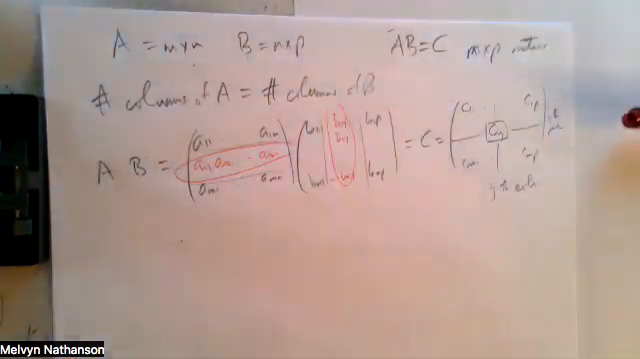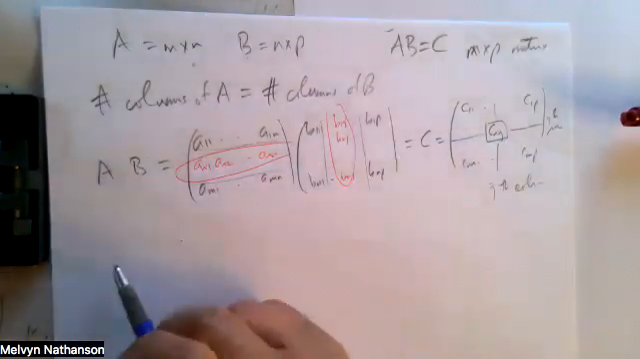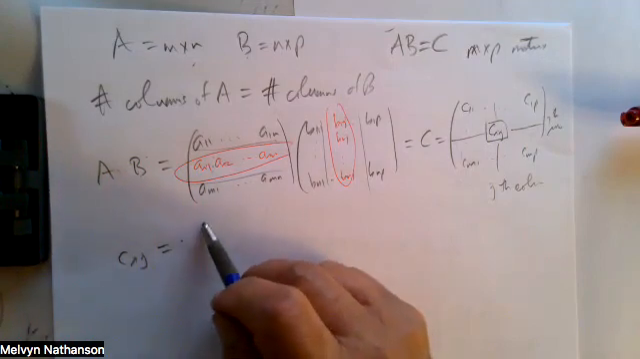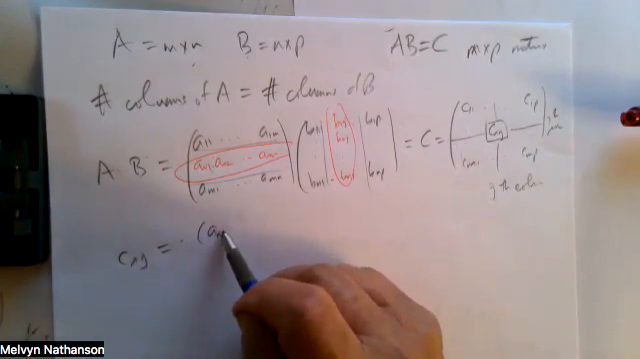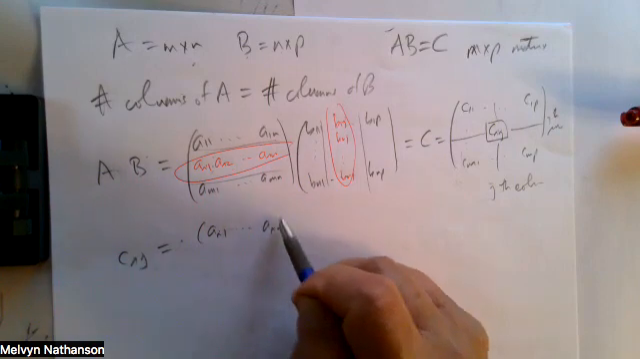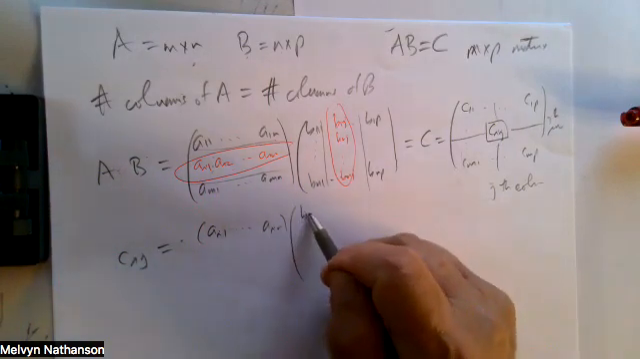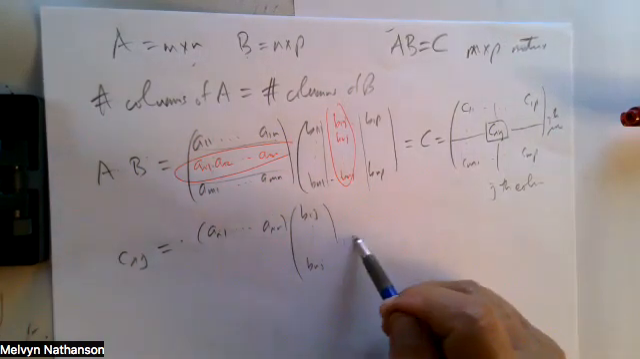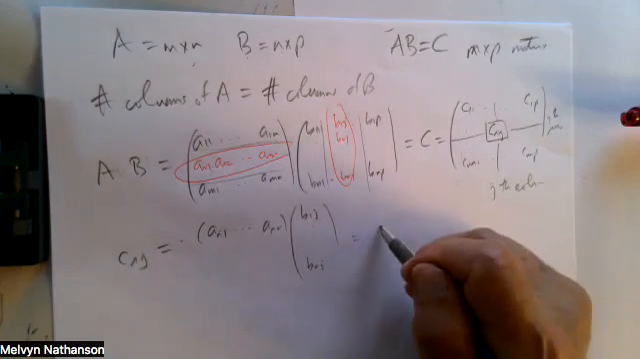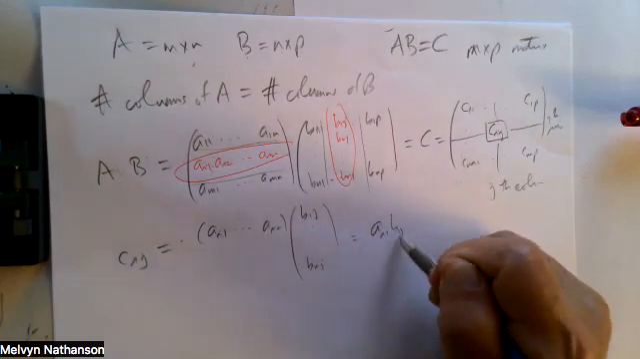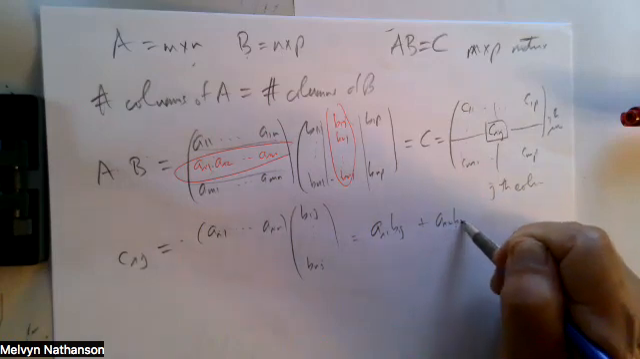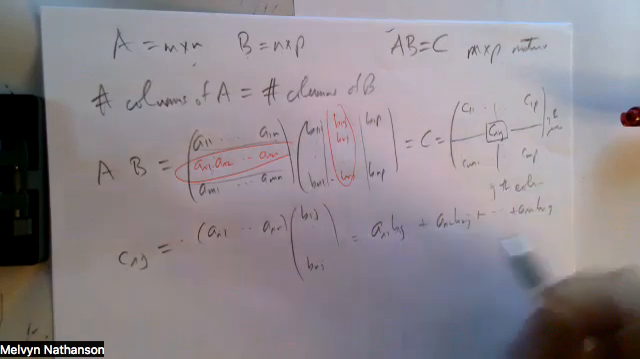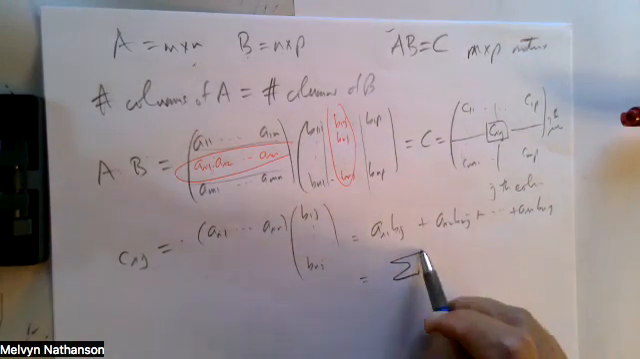And I multiply them. The ijth coordinate in the matrix C will be the product of this ith row of A times the jth column of B, which is going to be Ai1 B1j plus Ai2 B2j, all the way up to Ain Bnj. We're using sigma notation. This is summation.